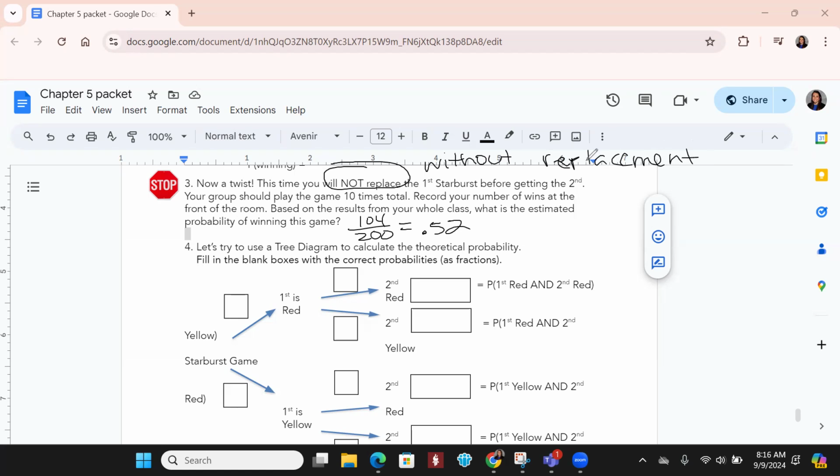So when we start at the beginning, and we do the red Starburst, let's say we draw and we got the first is red. What's the probability of getting the first is red? 4 out of 6. Okay. What's the probability of getting the first is yellow? Okay, cool. Everybody's good.